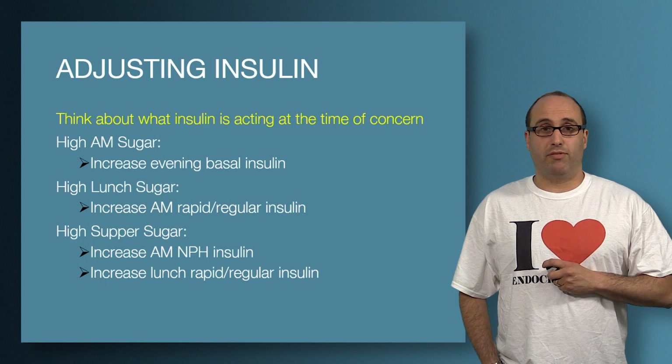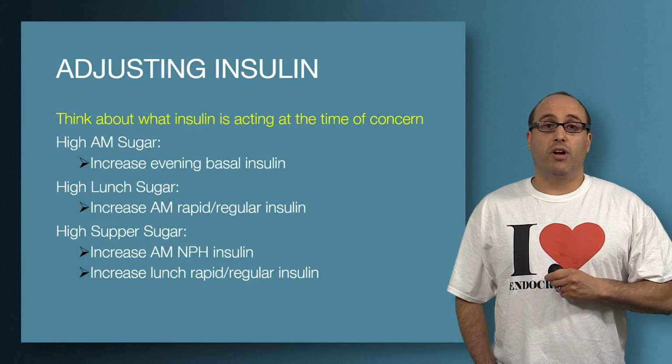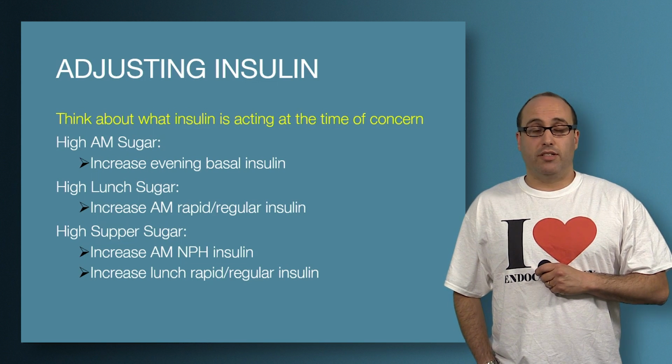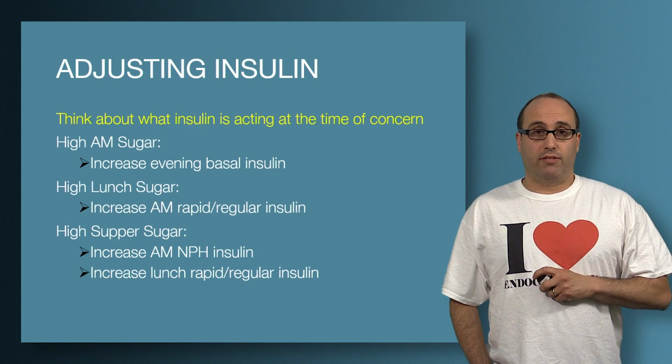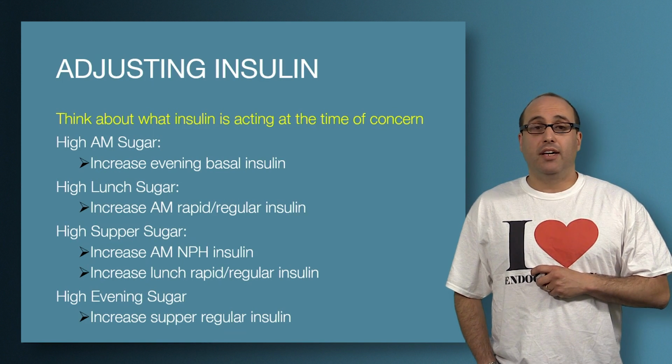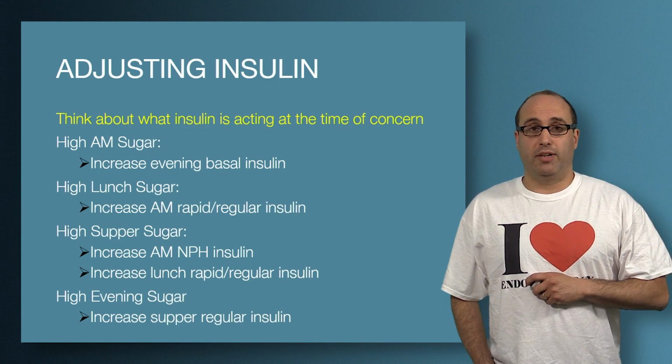If the blood sugar is high before supper, the insulin before lunch needs to be increased, or if they're taking some basal insulin before breakfast, that can also be increased. And finally, if the blood sugar is high before bed, then it's the supper time insulin that needs to be increased.